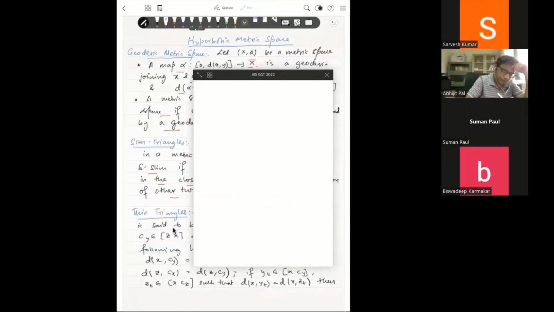If I take these 3 points x, y, z, this will give you a triangle. In general, a triangle can be very bad looking. This is a geodesic joining x and y, and a geodesic joining y and z. It may intersect the other geodesic. So this is a geodesic triangle. Now what is the meaning of delta slim?